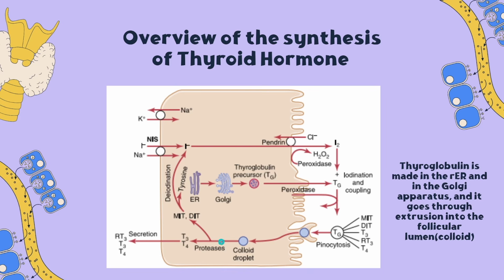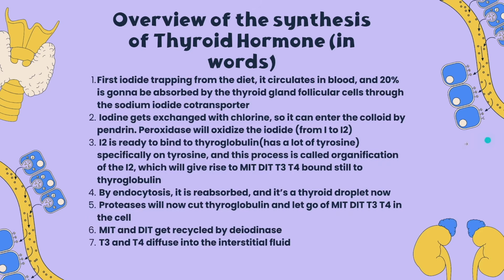Three-fourths of them stay bound to the thyroglobulin, and they go through deiodination and produce iodide and tyrosine. Another thing you can call MIT and DIT is iodinated tyrosine, so they're iodine and tyrosine. When you deiodinate them, you recycle them back into tyrosine and iodine. And that's basically it for the synthesis of thyroid hormone here.